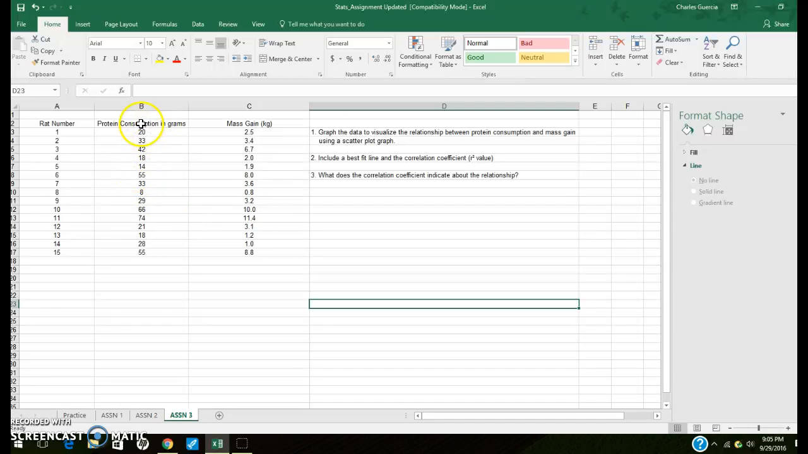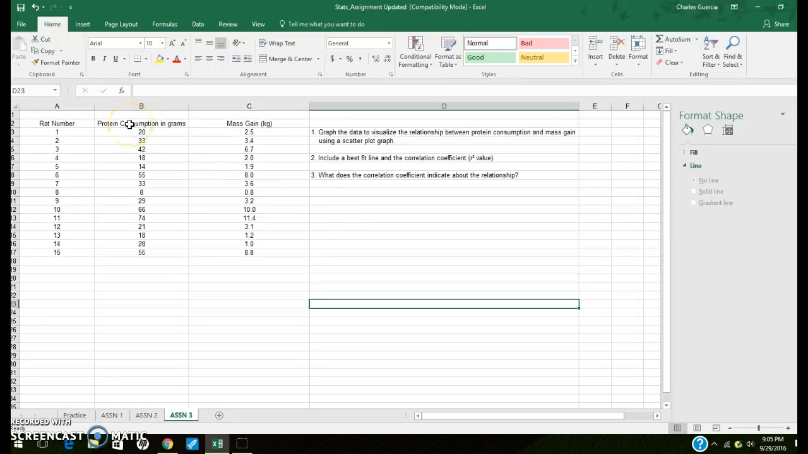Alright, so here we're looking at a study of rats, and we're seeing if there's a correlation to the amount of protein consumed in grams to a gain in mass in kilograms for each rat. So what we're going to do is create a scatter plot graph and put a line of best fit in to see what the correlation value is.